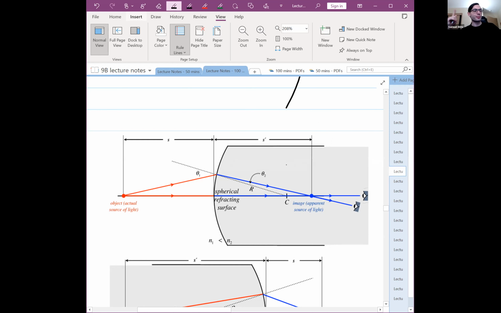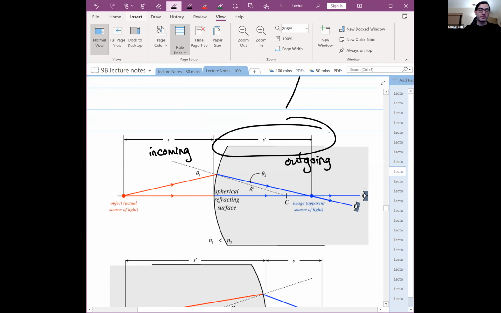Now, keep in mind, if we're going to use the same sign conventions, the outgoing side now means something different. This is now the outgoing side. It is the direction that the light goes after it changes direction. And this is still the incoming side. So in this case, S prime is positive because the image that forms is on the same side as the outgoing side. And S is also positive because it's on the same side as the incoming side.